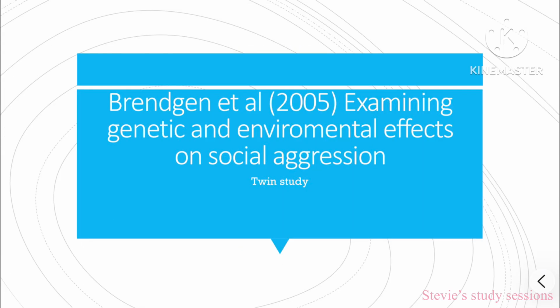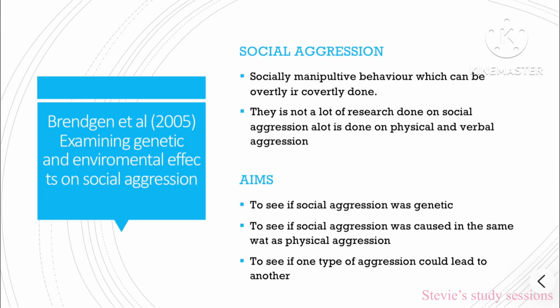Brendgen et al. 2005, examining genetic and environmental effects on social aggression. This is also your twin study. Social aggression is aggression that socially manipulates behaviour, which can be done overtly or covertly. There's not a lot of research done on social aggression; a lot is done on physical or verbal aggression. Brendgen aimed to see if social aggression was genetic, to see if social aggression was caused in the same way that physical aggression was, and to see what type of aggression would lead to another.